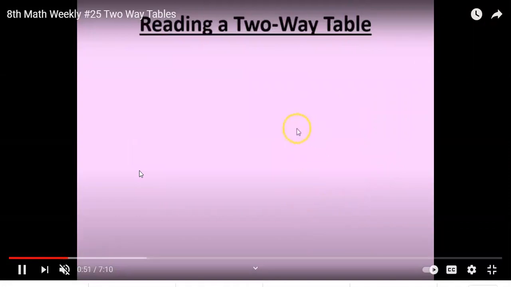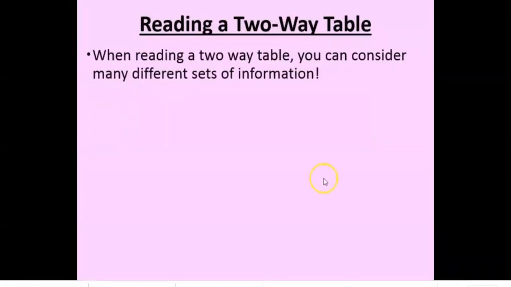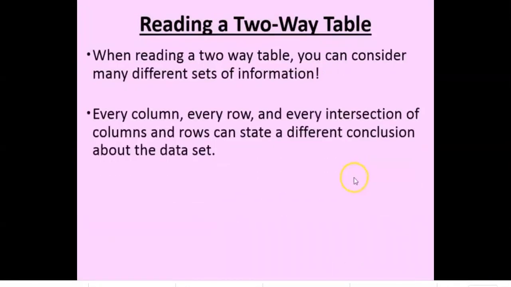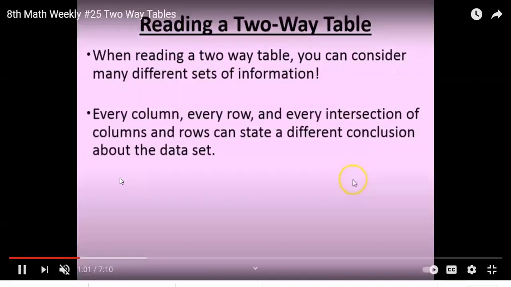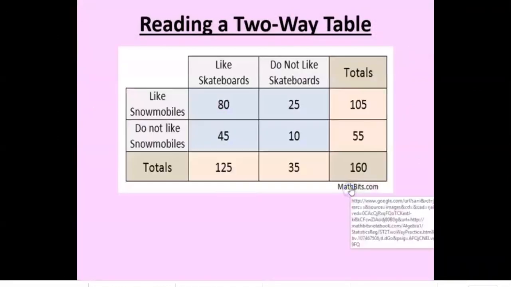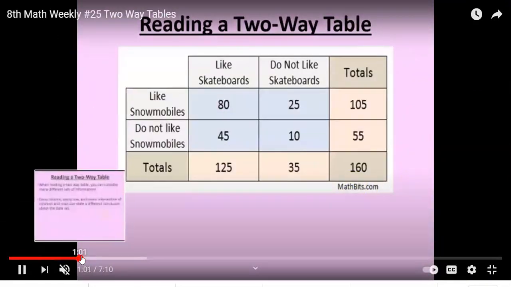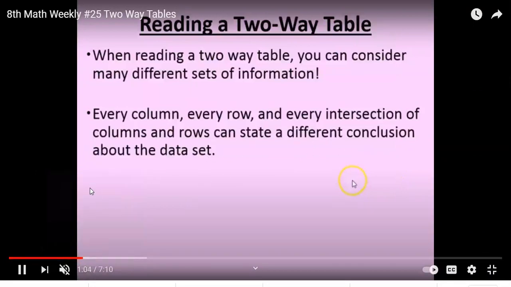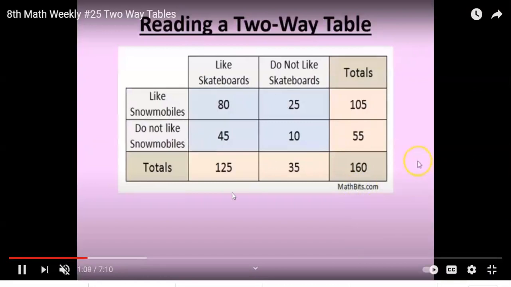First of all, we have to know how we can read a two-way table. When reading a two-way table, you can consider many different sets of information. Every column, every row, and every intersection of columns and rows can state a different conclusion about the data sets. So let's take an example.